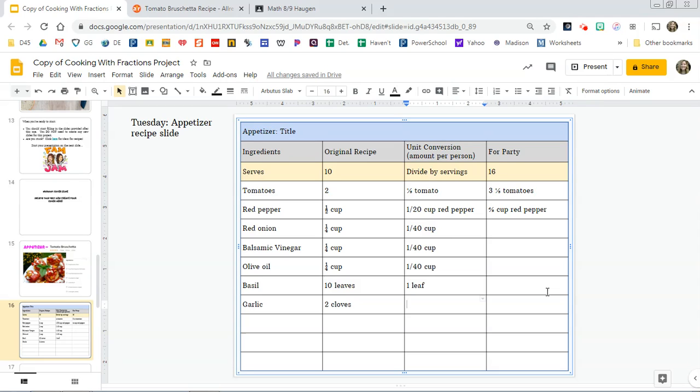2 cloves of garlic, divide by 10. Already did that. The same as the tomato, so it's 1/5 of a clove. So again, then I know this answer. It's 1/5 of a clove of garlic.